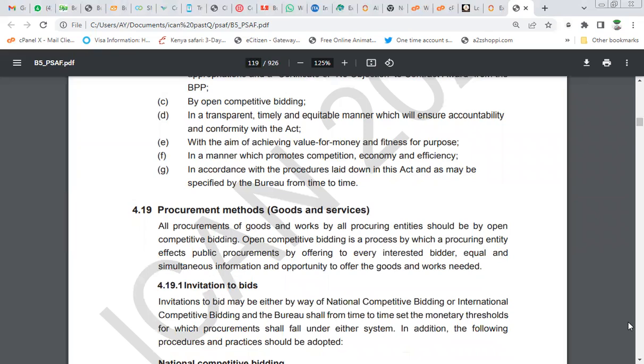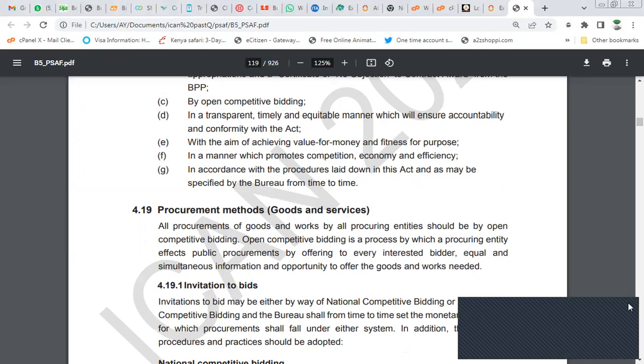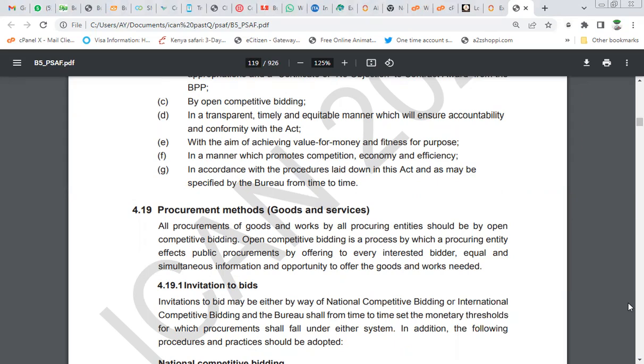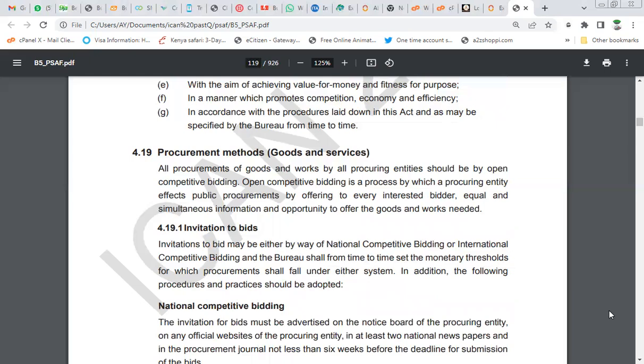Procurement methods, we have for goods and services. When we talk of procurement method, these are the various kinds or types of procurement an entity embarks on. So all procurement of goods and works by all procuring entities shall be by open competitive bidding. Open competitive bidding is a process by which a procuring entity effects public procurement by offering to every interested bidder equal and simultaneous information and opportunity to offer the goods and works needed. All it means is that they are giving everybody equal opportunity to bid. There's no favoritism.